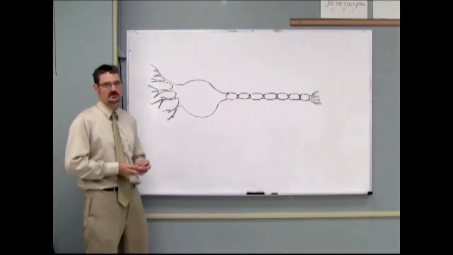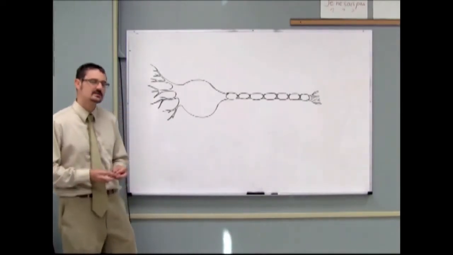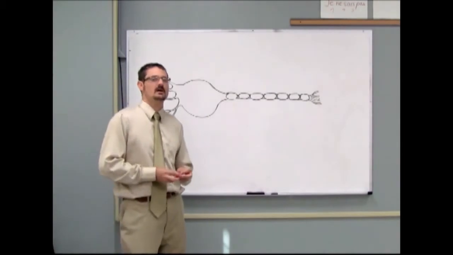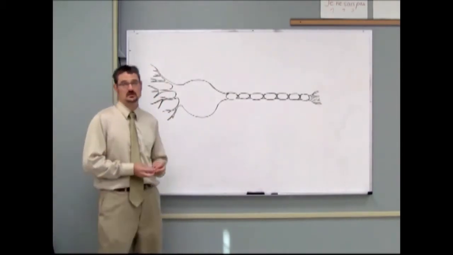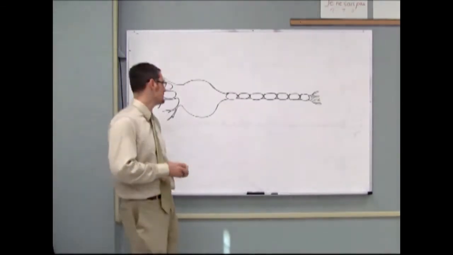In order to do this, first I'm going to tell you about the parts of the neuron. A neuron is a cell that's specialized. It's a cell that's capable of sending a signal. We're going to talk about the qualities that make this possible.